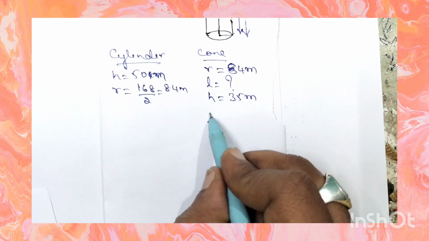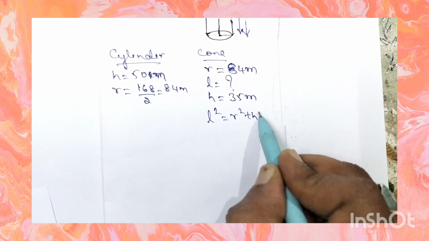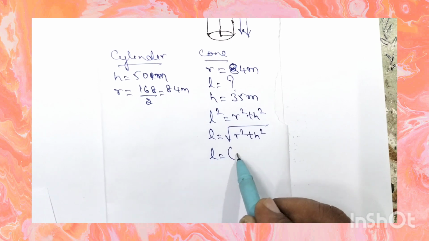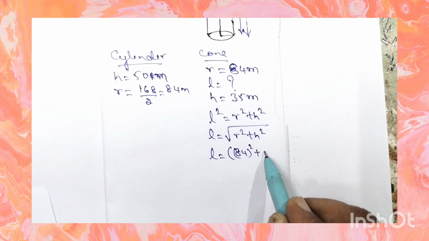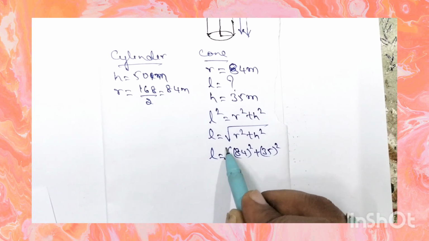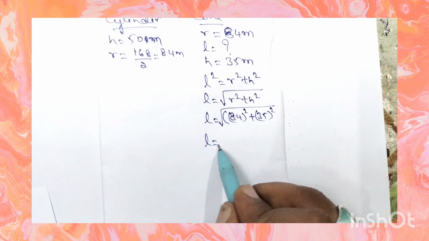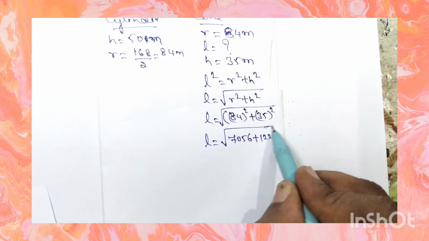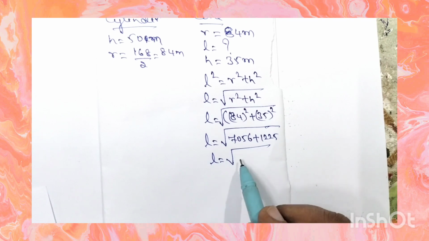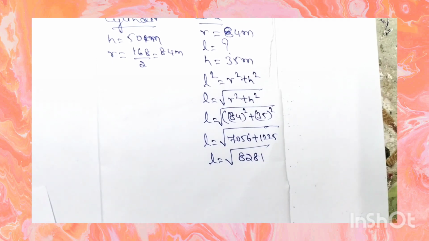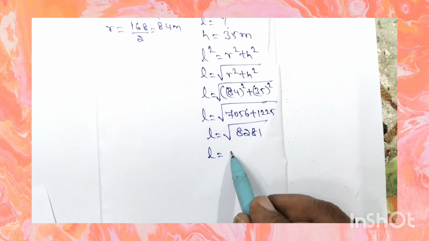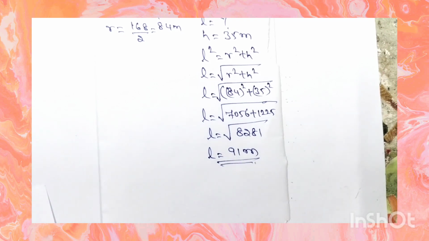So let us use the Pythagoras theorem. L square is equal to R square plus H square. L is equal to the square root of R square plus H square. So L is equal to the square root of 84 square plus 35 square. 84 square is 7056, plus 35 square is 1225. If you add these two, you will get 8281. So the slant height is the square root of 8281, which is equal to 91 meter. So we got the slant height of the cone, which is equal to 91 meter.